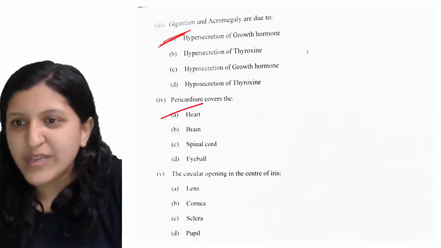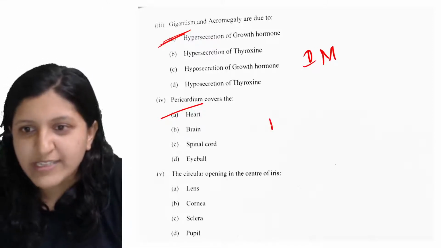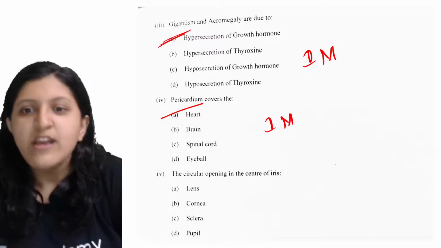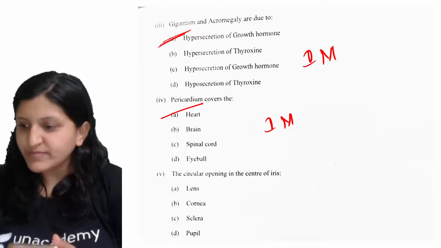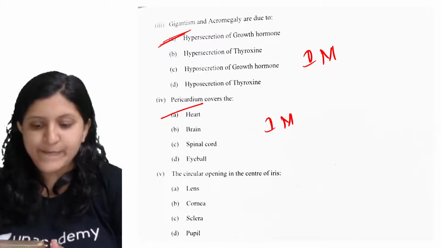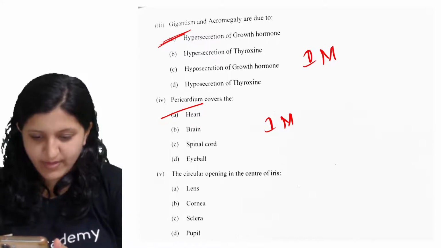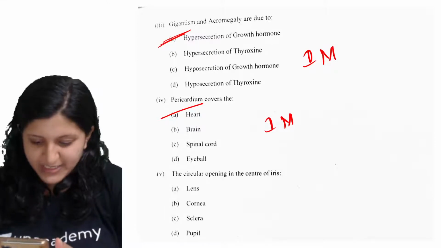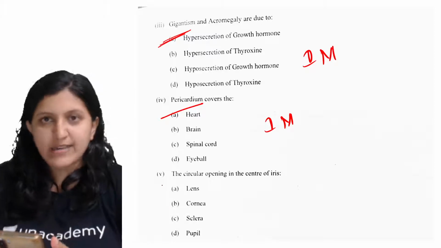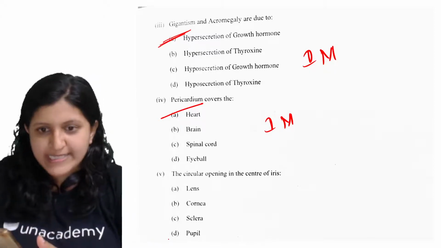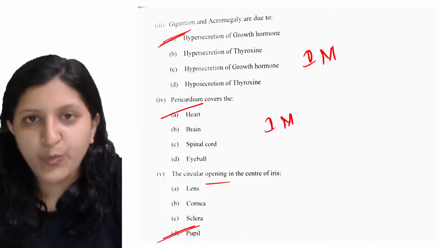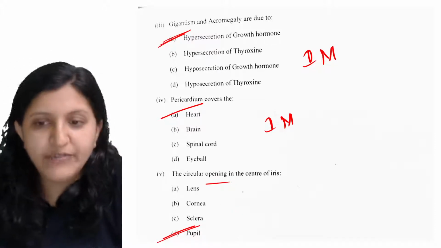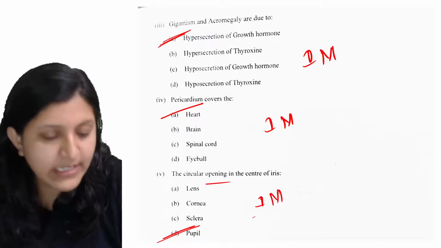Okay, so let's go to this one. You got 1 mark if you have answered this one. Circular opening in the center of the iris. So what is that? Expected marks 40. Okay, we'll discuss. Circular opening in the center of the iris is the pupil. If you have written pupil, then you are getting 1 mark.